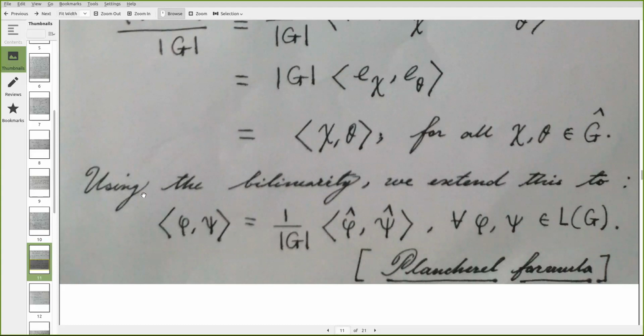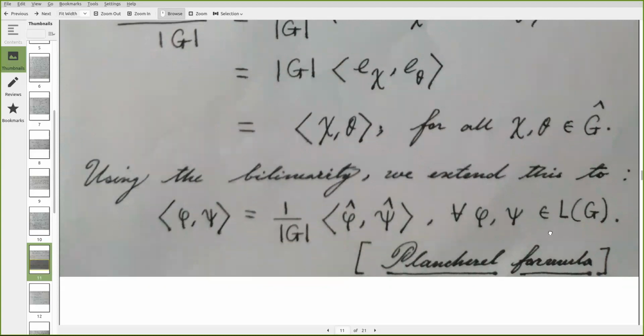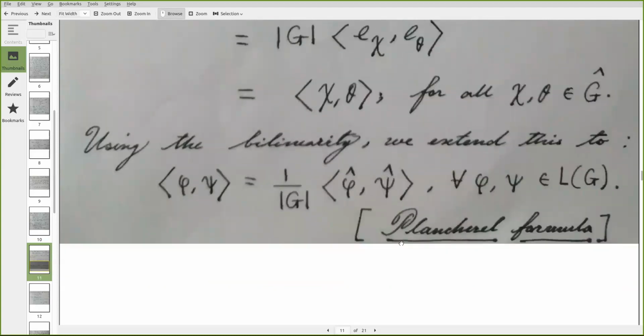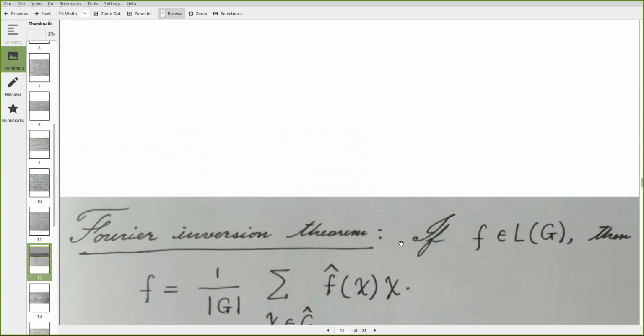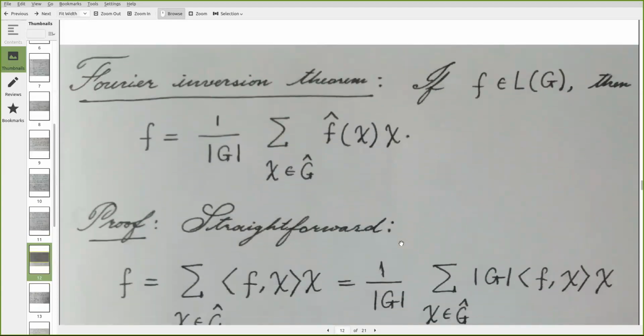And once we get that, it also reminds us of a quite well-known result from classical Fourier analysis, which is called the Plancherel formula. So this is the version of the Plancherel formula in the setup of finite abelian groups. Okay, now let's prove the Fourier inversion. With that I will finish this video.